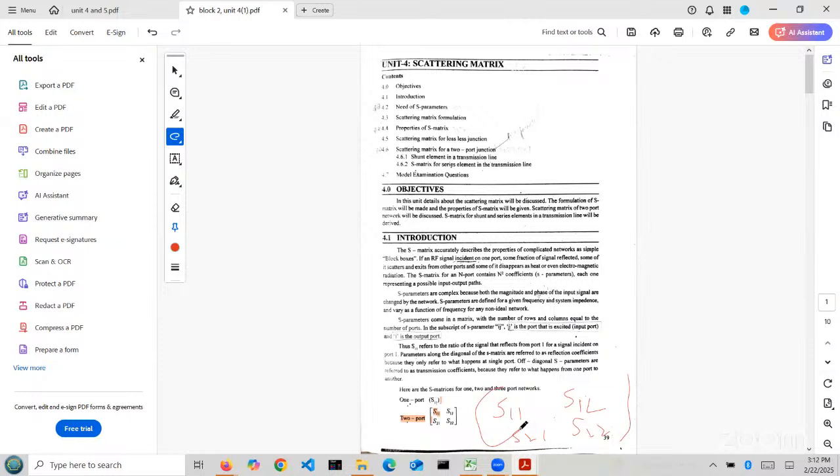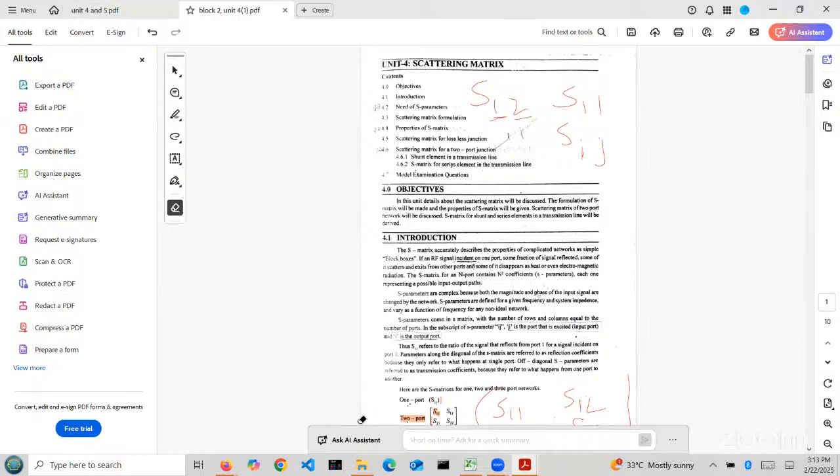Suppose I have S11. This S11 can also be represented as S of ij, ith element as well as jth element. Here the ith element is 1, the jth element is 1. Suppose we have another matrix called S12. In S12, the ith element represents the input port and the jth element represents the output port. Here 1 represents the input port, 2 represents the output port.